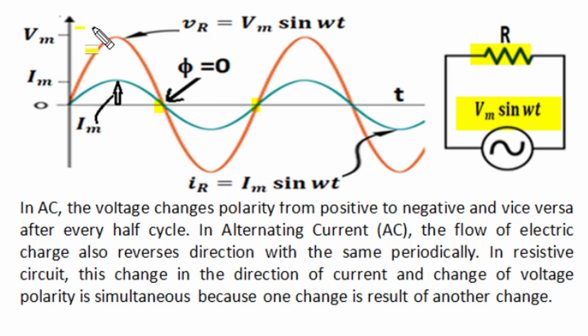With one polarity of voltage, current flow is always in one direction, and as the polarity of supply voltage changes, at that very instant the direction of current flow in resistance also gets changed. So we can say in a resistance circuit, the alteration of sign or change of polarity of voltage and change of direction of current takes place simultaneously, because one change is the result of other change.